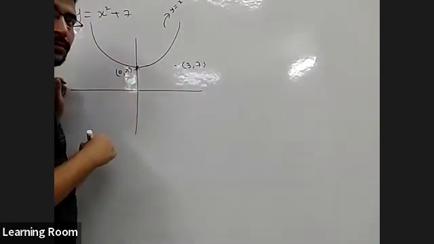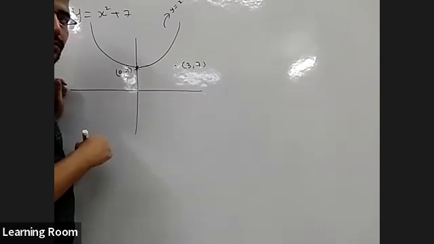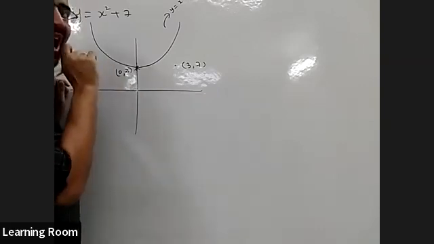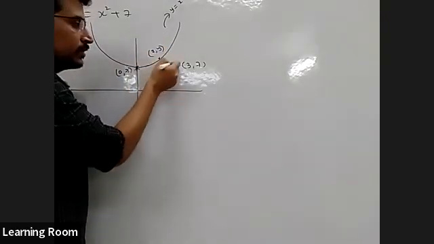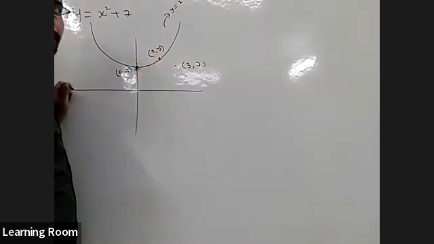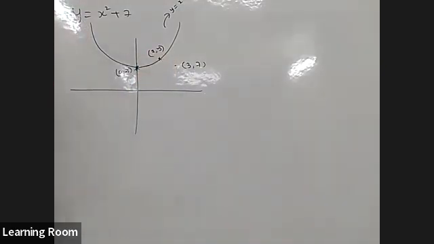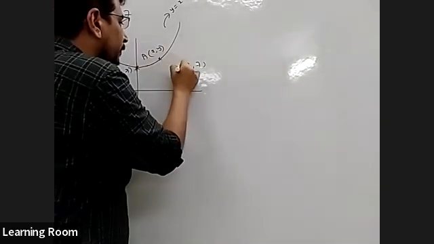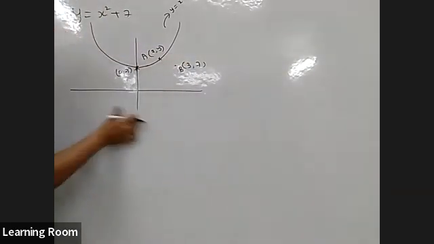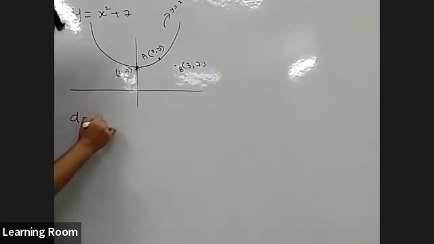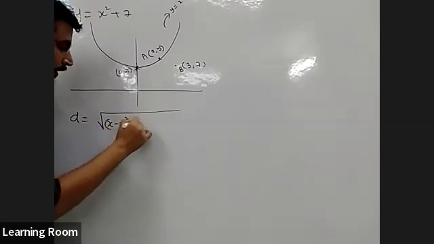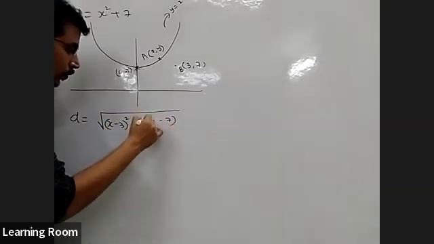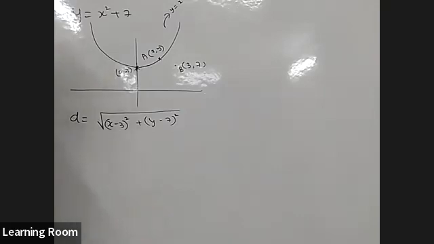He wants to shoot down the helicopter. Find the nearest point. Let's say this is the point at which the person is planning to shoot it. Now, how much will this distance be? The distance is equal to root of x minus 3 the whole square plus y minus 7 the whole square. So this is the distance.